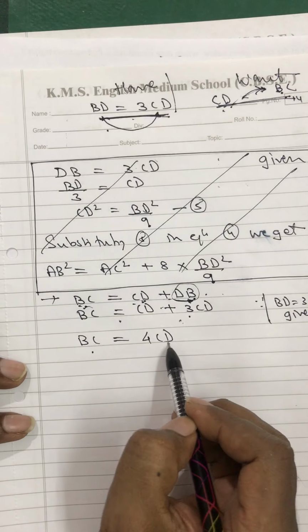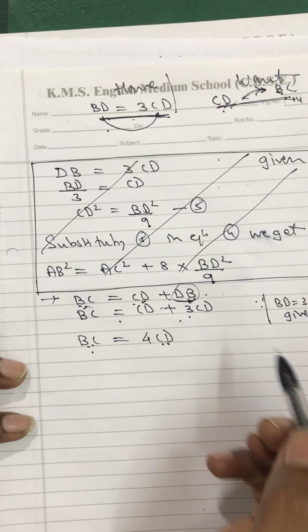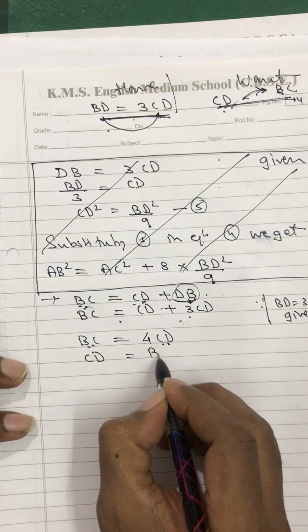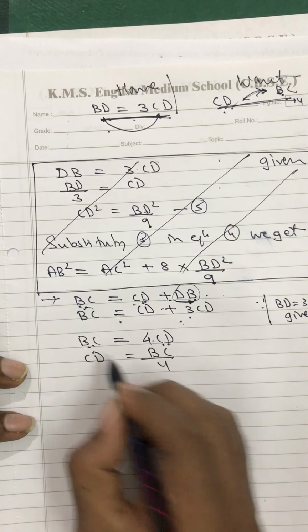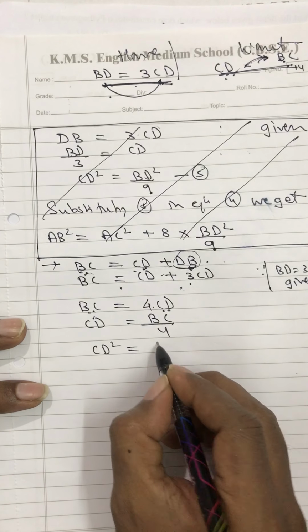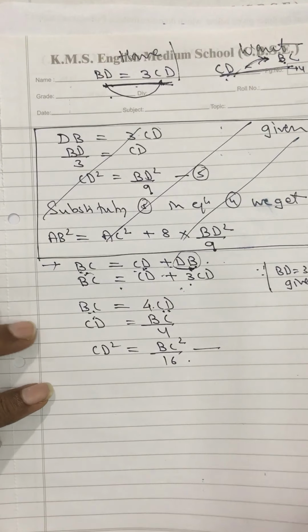Now this is the relation between CD and BC. BC is equal to 4CD. I want CD is equal to what? So CD is equal to BC upon 4. The 4 will go and divide on the other side. So CD square is equal to BC square upon 16, and this I have to go and substitute over there.